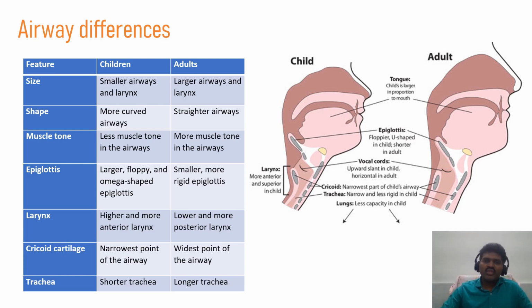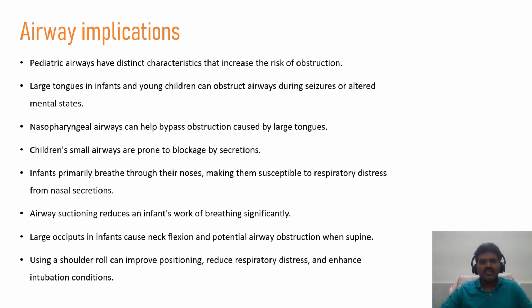They have large occiputs, and a large occiput causes neck flexion, and there is potential airway obstruction. This can be overcome by placing a roll under the shoulders, which reduces the respiratory distress and enhances intubation conditions.